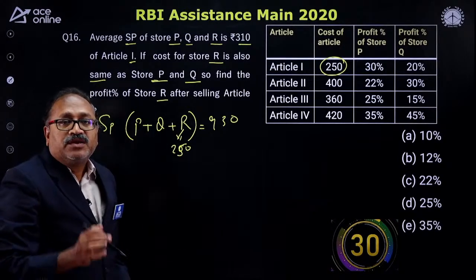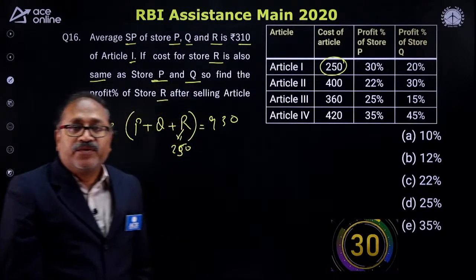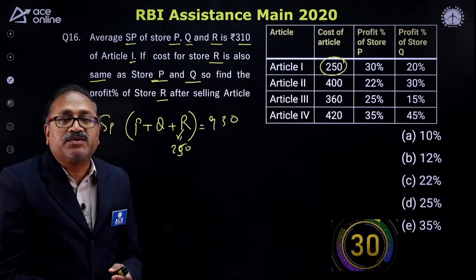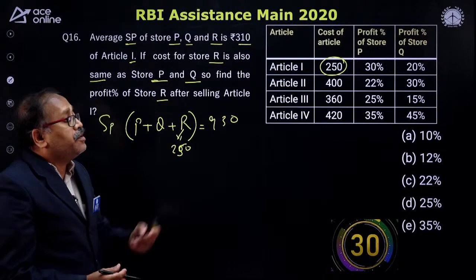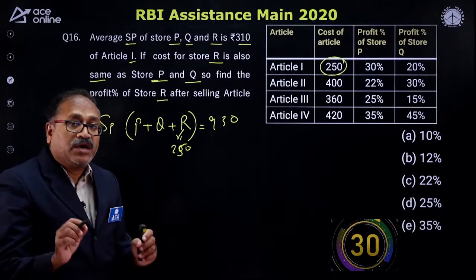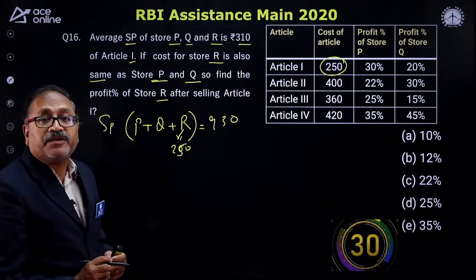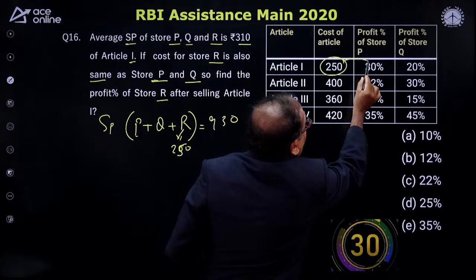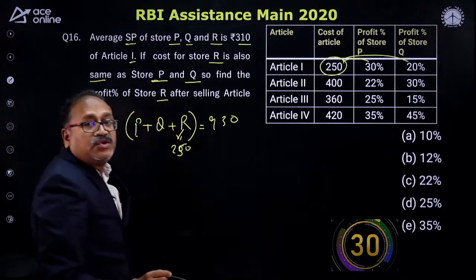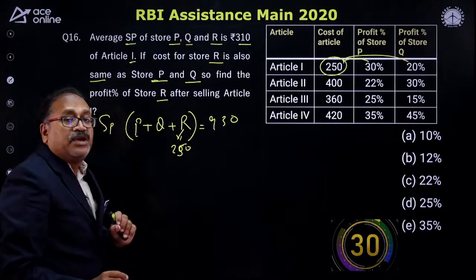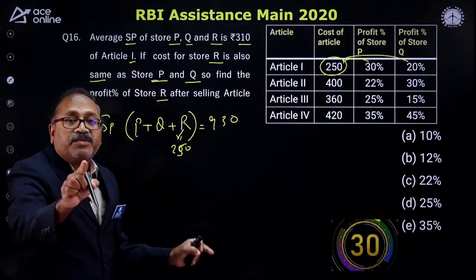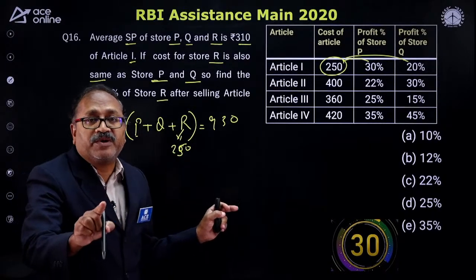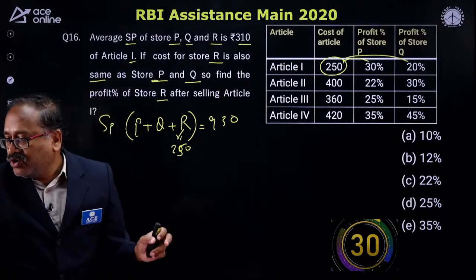Yes, my young friends, your 30 seconds starts now. See, these are the quality questions of RBI, you will be able to answer the question. I am sure the total selling price is there. Now you can get the selling price of P and Q because you know their profit percentage. So once you take out the selling price of P and Q over here, you will be left with the selling price of R. And you know the cost price is 250. You can find out the profit percentage. Do it, my friends. Do it.